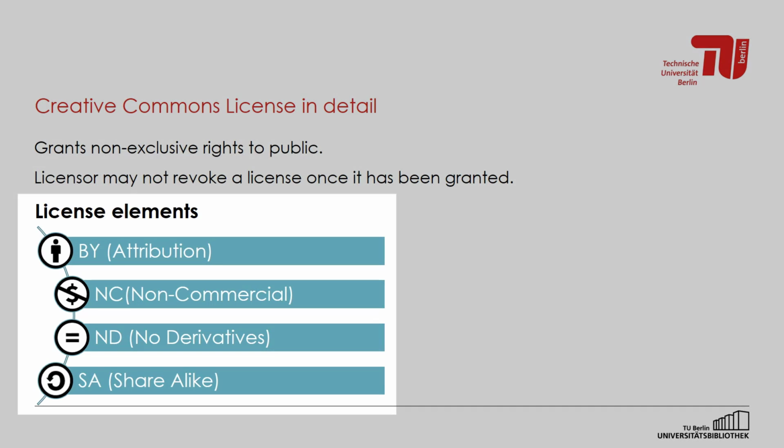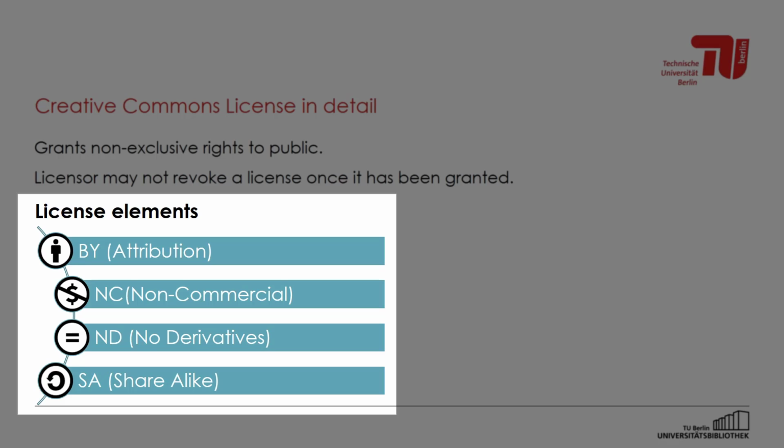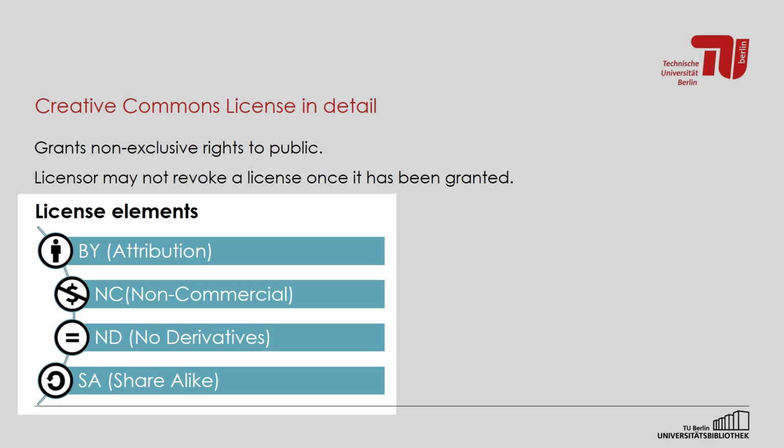There are 4 different license modules. BY, as in by someone. This module is part of all 6 licenses and means that users must credit or acknowledge the creator. NC means that the work can only be used non-commercially. ND is short for no derivatives, so the work can only be used as is. Adaptations or changes are not allowed. SA is short for share alike and means that any remix or adaptation of the original work must be shared under the same license.